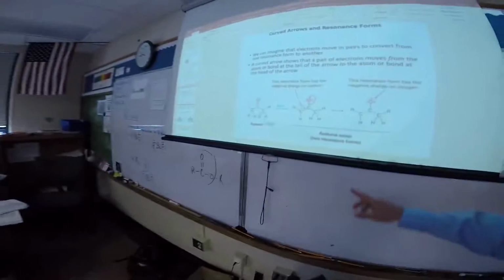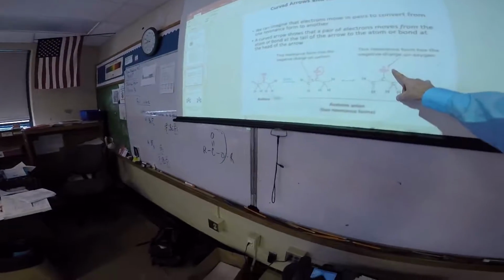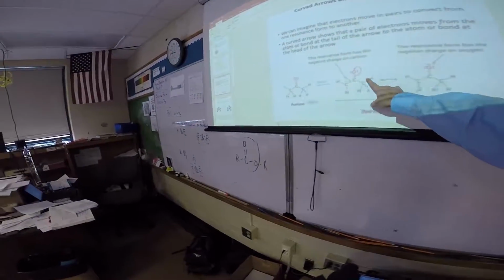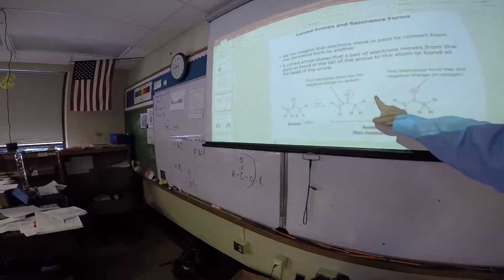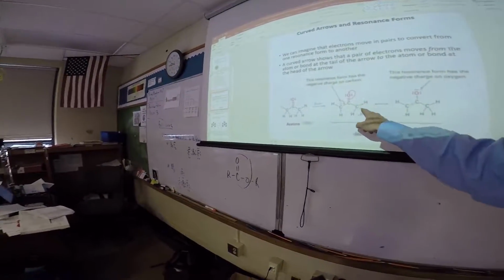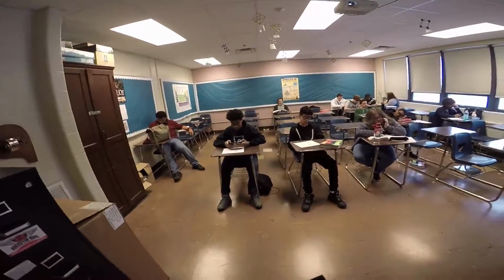So this is electrical. This is going to behave differently than where the electron is here. So these two resonance structures are going to be tested and show differences. You might prefer one over the other.